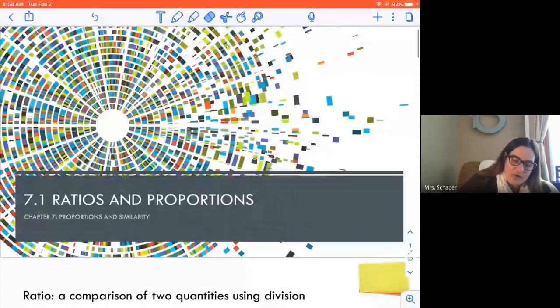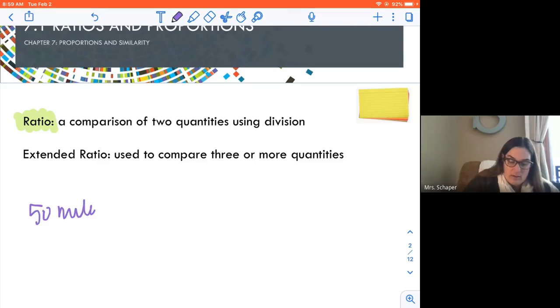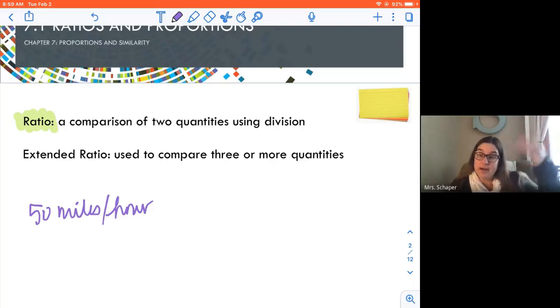And so just some vocab for you to write down. Ratio is a comparison of quantities using division. Some of our more common ratios would be like 50 miles per hour. Okay, that's a ratio. You're comparing two quantities, 50 miles per hour.